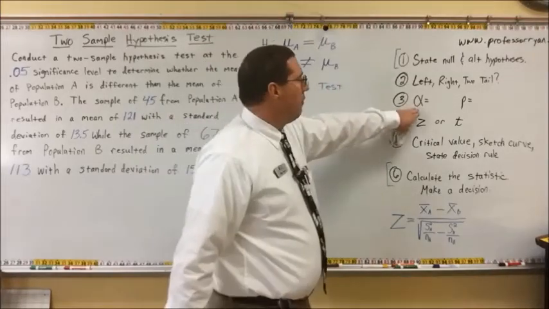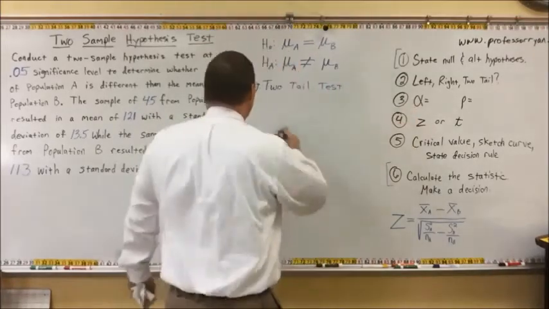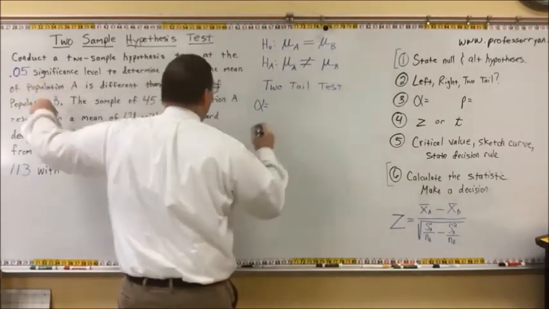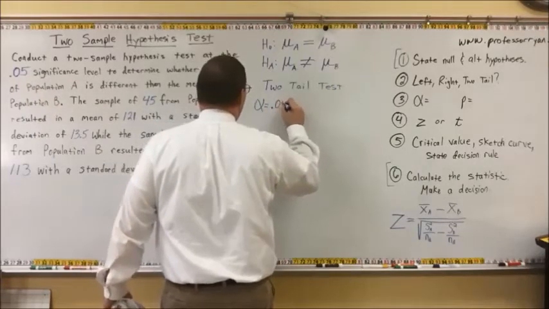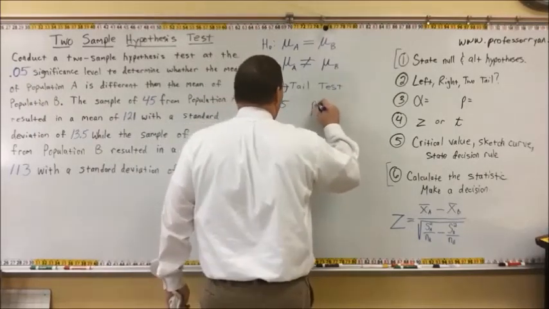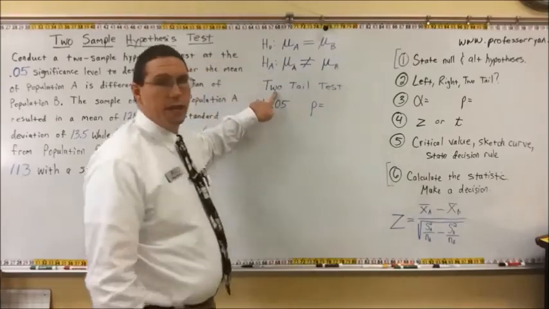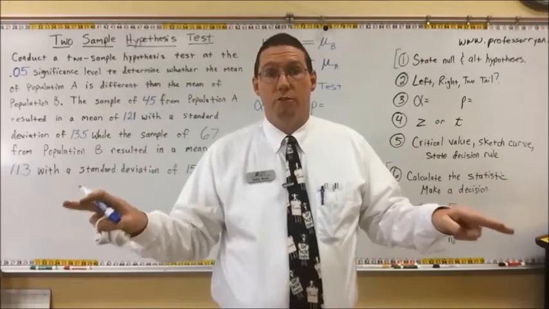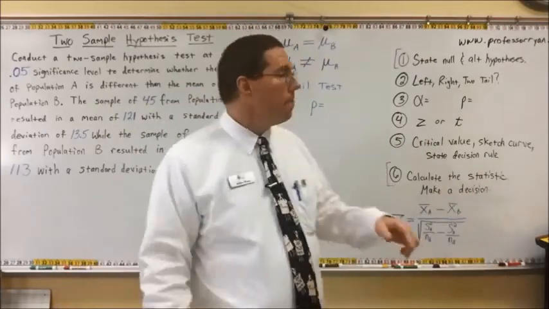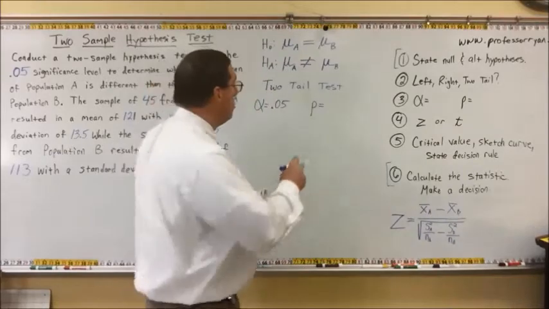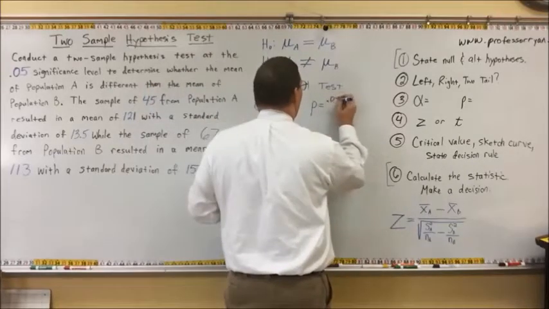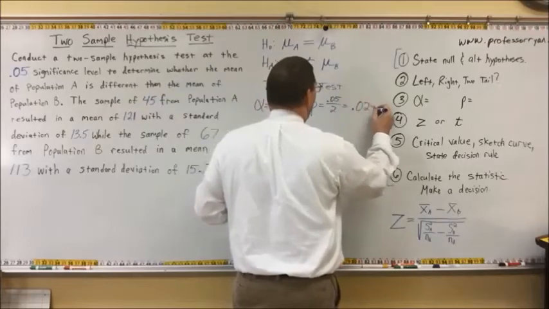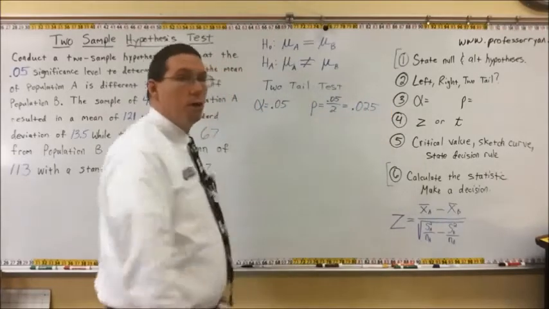And now what is our alpha going to be? What's our level of significance? Well, the question tells us our level of significance is 0.05. So our alpha is 0.05, and now we need a p-value. And because this is a two-tail test, we have to split the alpha evenly into 2 tails. So we're going to divide the alpha by 2, which is 0.05 divided by 2, 0.025. So our p-value is 0.025.